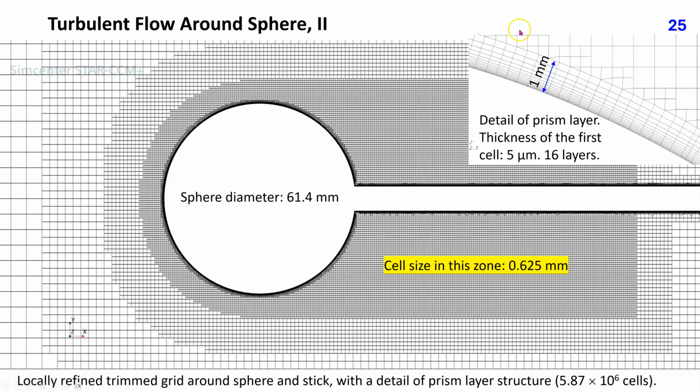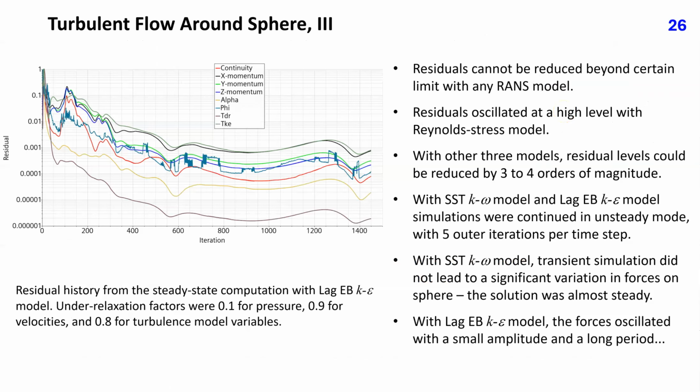Along the sphere wall, there are 16 prism layers, with the thickness of the layer next to the wall being 5 micrometers. All prism layers extend to a distance of 1 millimeter from the sphere wall. This arrangement is needed to achieve low enough Y plus values so that no wall functions are used. Residuals could not be reduced beyond a certain limit with any RANS model. With the Reynolds stress model, residuals oscillated at a high level and thus no usable steady-state solution was obtained.